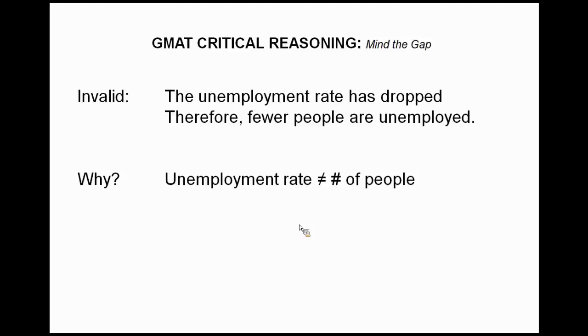Well, that's why the GMAT tests these things, because we tend to be susceptible to those little changes between premise and conclusion. Here, this argument isn't 100% foolproof because it could be the number of people unemployed has changed, or it could be the number of people in the total pool of the labor market has changed. Unemployment rate is not the same exact thing as number of people, and so that's the gap in logic here.